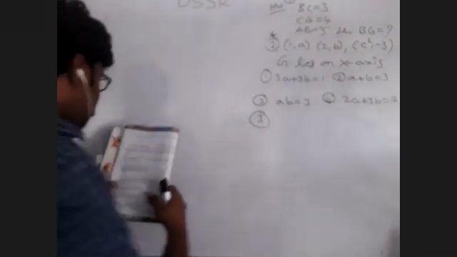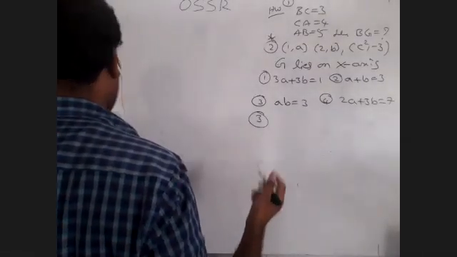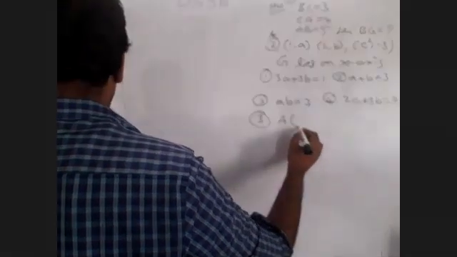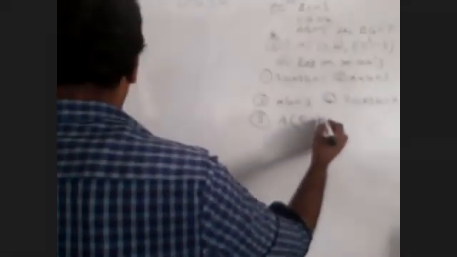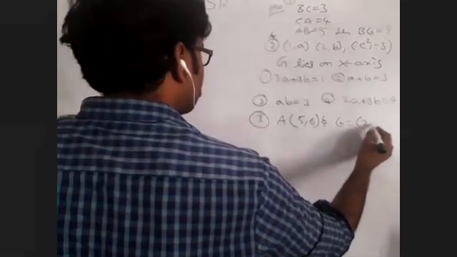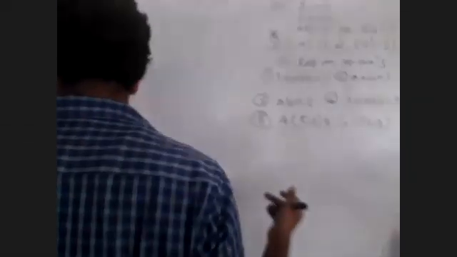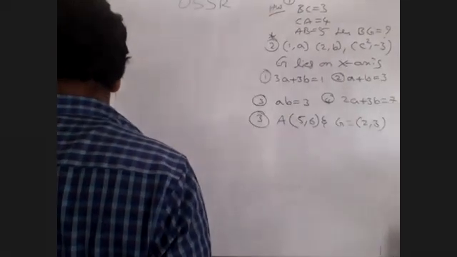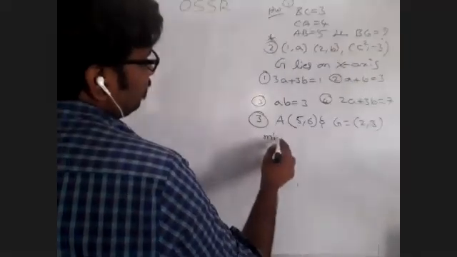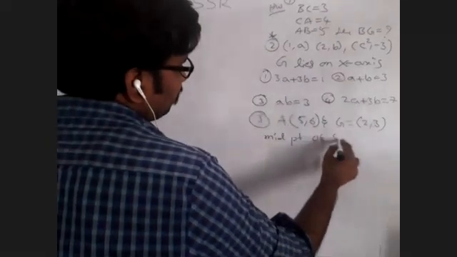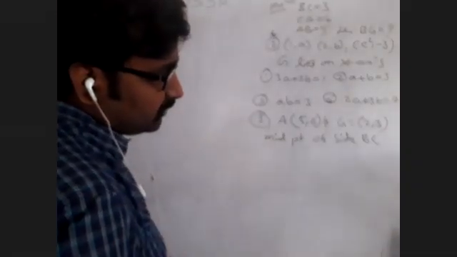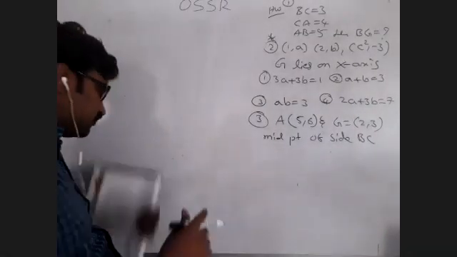Next question. In a triangle ABC, vertex A is 5 comma 6 and centroid G is equal to 2 comma 3. In a triangle ABC, one vertex A and the centroid are given. Then the midpoint of the side BC is what? You have options also.